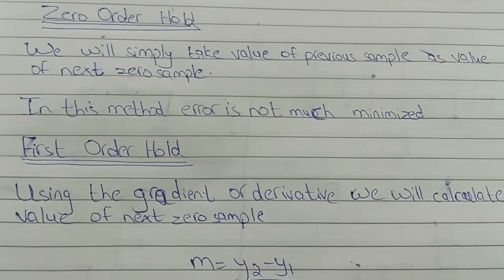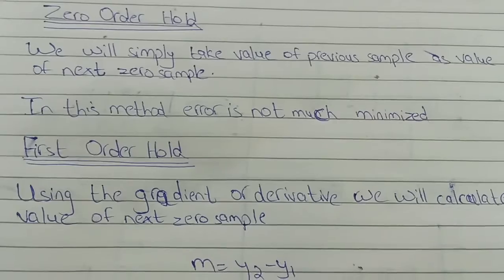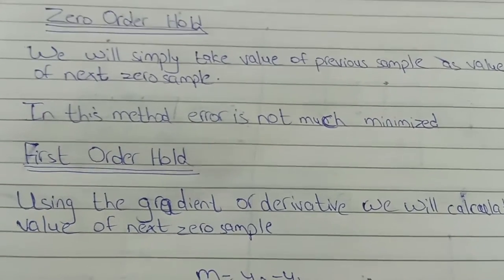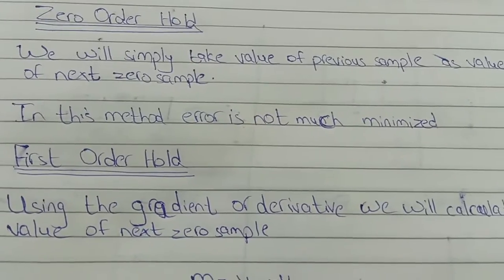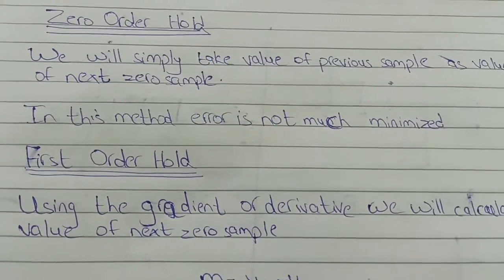In zero order hold, for a sample with zero amplitude, we will simply take the value of amplitude of the previous sample as the amplitude of this sample, and then we will plot the graph. In this method, error is not much minimized.